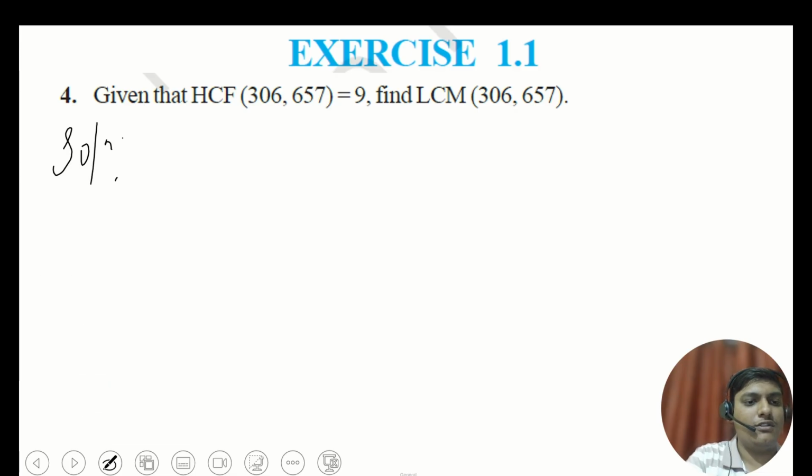So let's go to question number 4. What does question number 4 state? Given that HCF of 306 and 657 is 9, then find the LCM of 306 and 657.